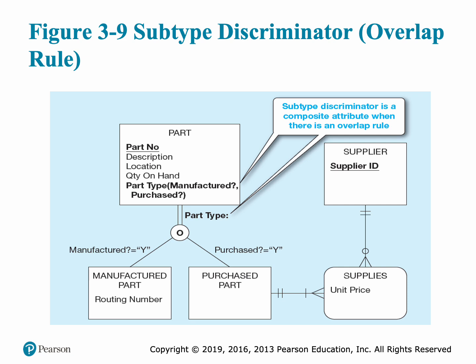So note that it is impossible for this scenario to occur: manufactured is N and purchased is N. It means neither manufactured nor purchased. Then why is this not possible? Think about that. Because of the total specialization rule, at least one of these has to be a Y, meaning yes. Either it is manufactured or purchased.